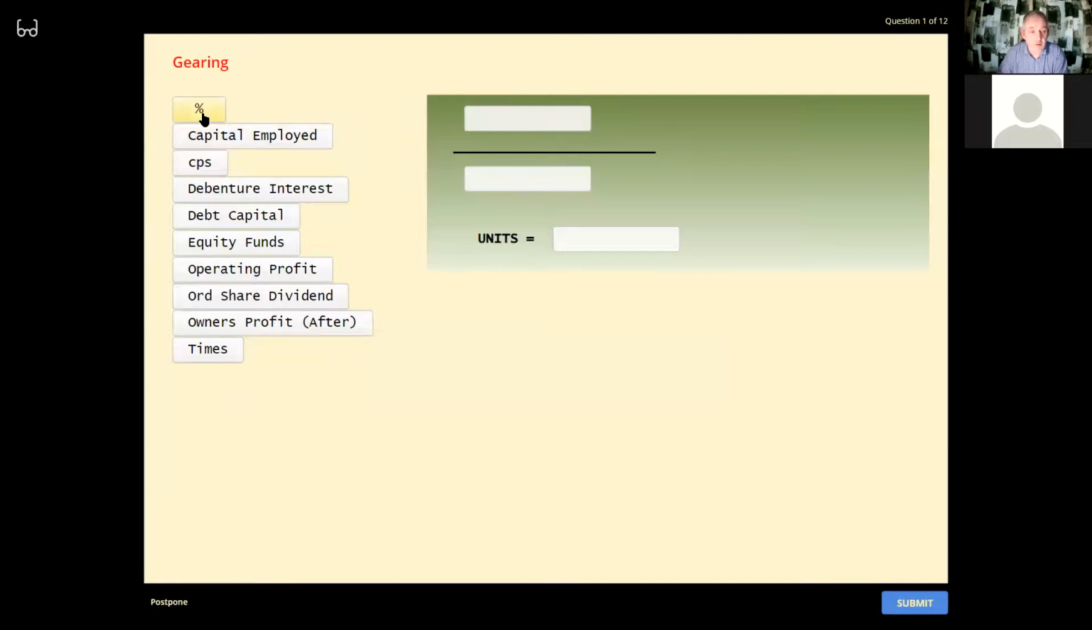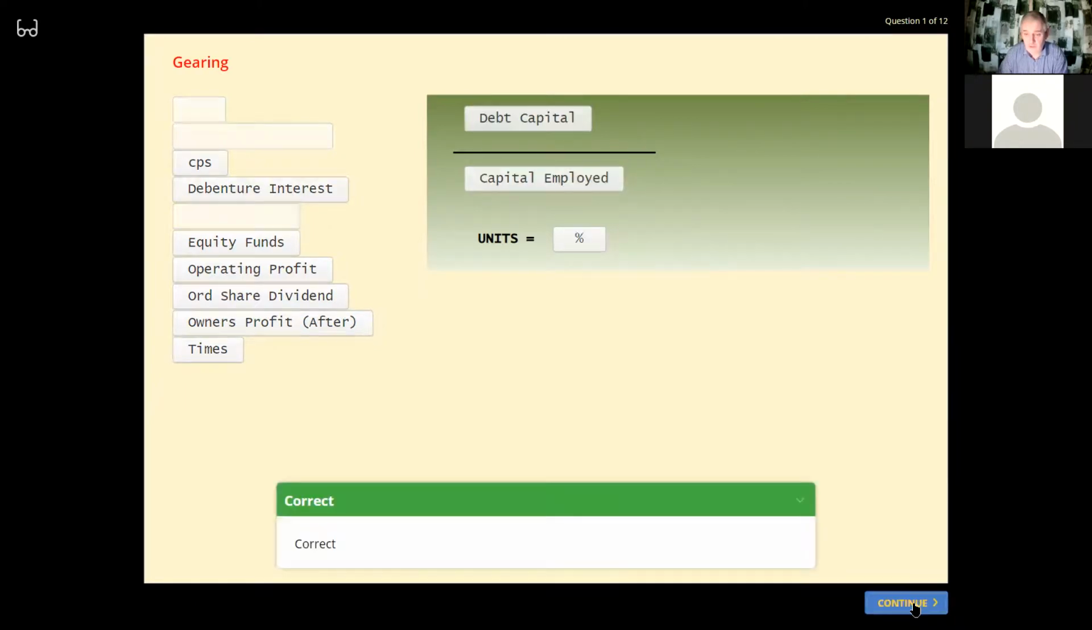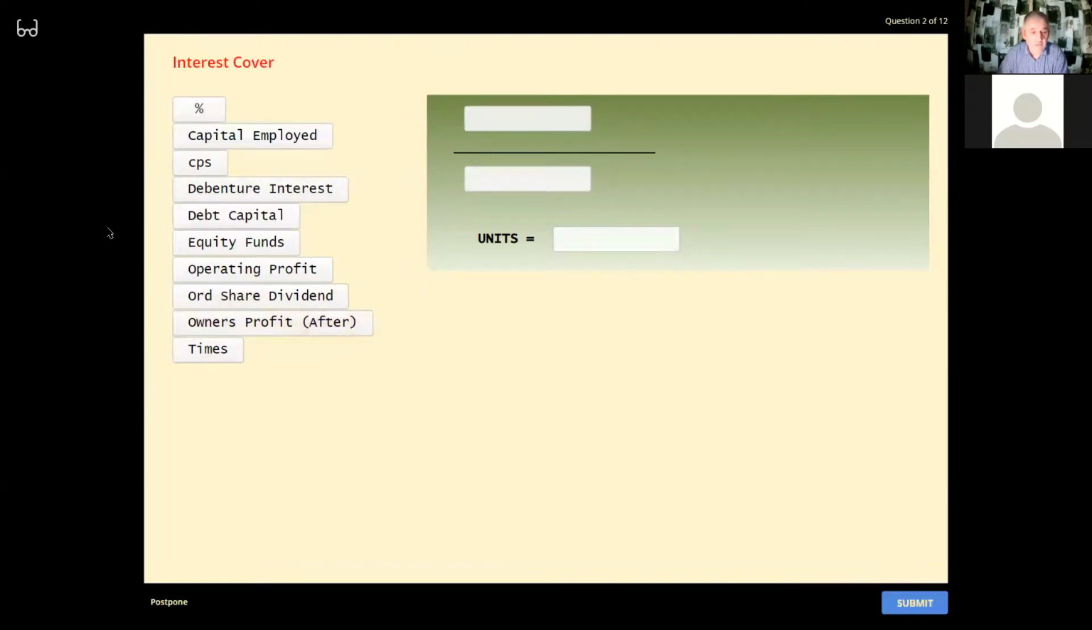So the gearing formula, and you've got the words down here. And if you just simply click on them in order, so click debt, click capital employed, and click percent. And you go submit, and you get it right. Okay. Interest cover is, and I'm going to do this one, and I'm going to just get the next couple of wrong. So interest cover is operating profit over debenture interest, and I switched from calling it interest to calling it debenture interest every single time, because they do get mixed up between interest and dividend. I know it's stupid, but they do.